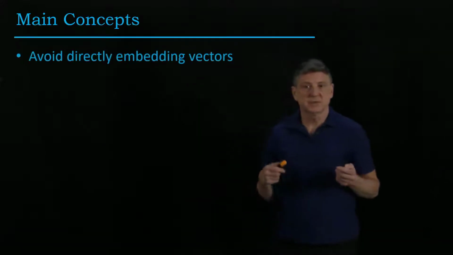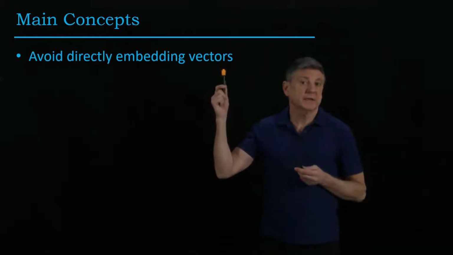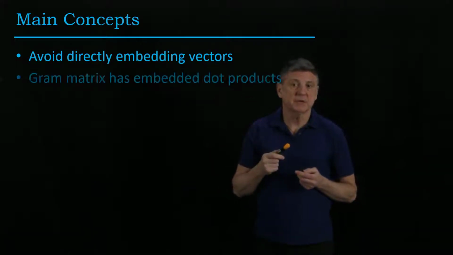Welcome. In this lecture in linear data analysis, which has multiple sessions, we'll explore kernel PCA. Kernel PCA is a way of doing principal components analysis with the gram matrix of a data matrix. The main concepts for this lecture are we're going to avoid directly embedding vectors by using the gram matrix.